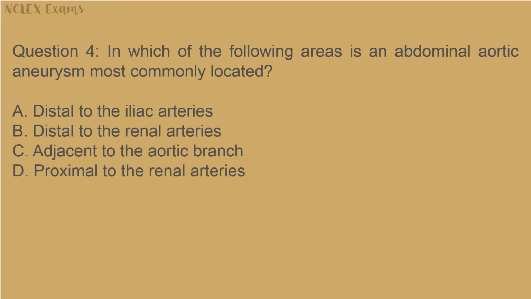Question 4. In which of the following areas is an abdominal aortic aneurysm most commonly located? A. Distal to the iliac arteries. B. Distal to the renal arteries. C. Adjacent to the aortic branch. D. Proximal to the renal arteries.